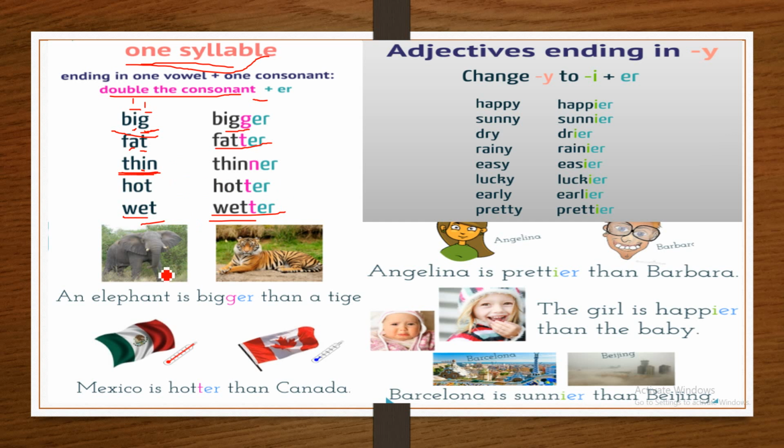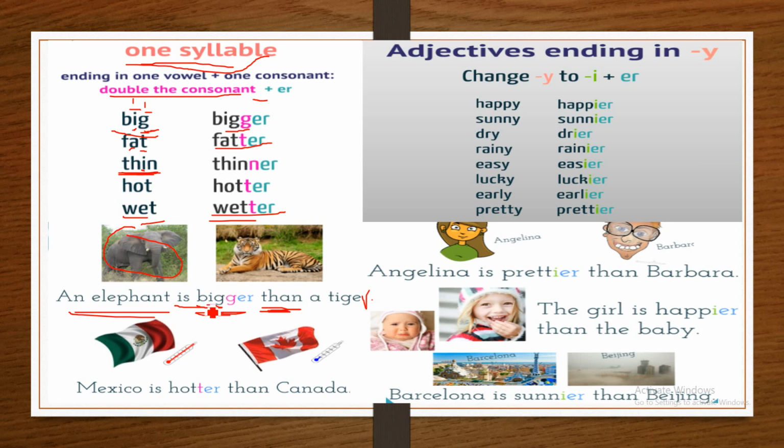For example, we have an elephant and a tiger. An elephant is bigger than a tiger. An elephant is the first noun, the first object. Is is the verb to be. Bigger is a comparative adjective. Than, we said, is always used to compare two things. It is always used with a comparative adjective.